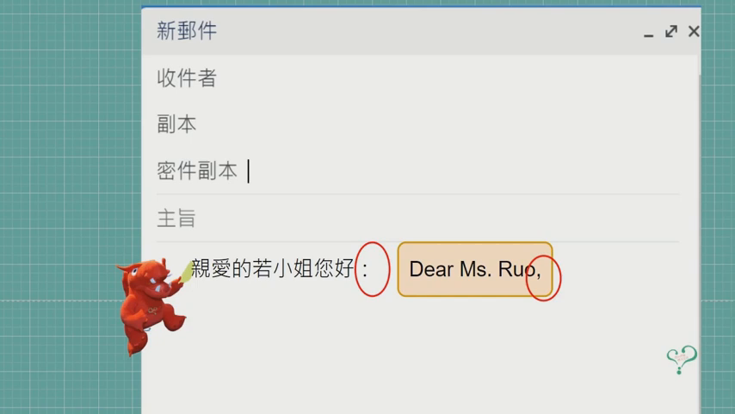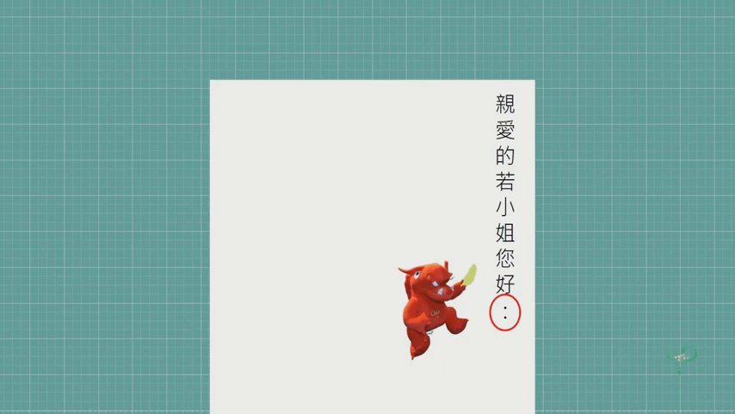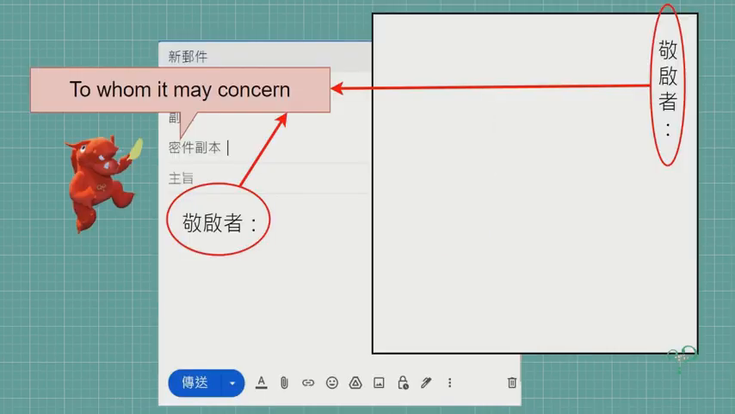Now, 信件内文 body. First is salutation. 信件开头招呼语. You can see I wrote 亲爱的骆小姐您好. It means dear Miss Ruo. In traditional Chinese, we use a colon instead of a comma. In vertical writing it will be this way. In the situation that you don't know who will read the letter, you might write 近期者, to whom it may concern.